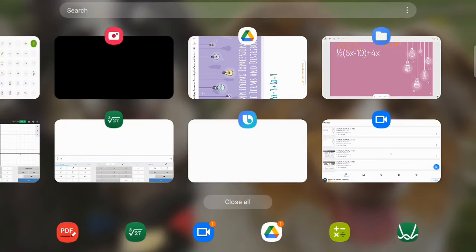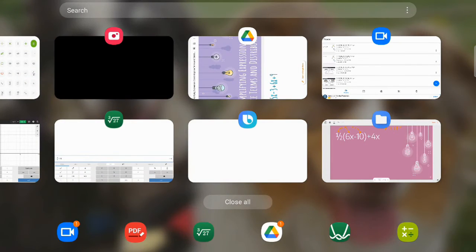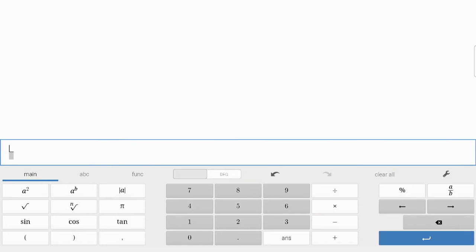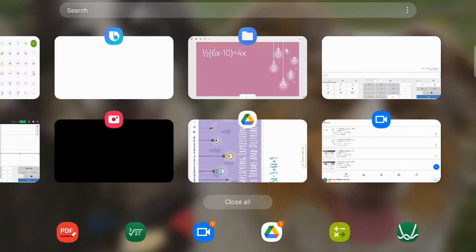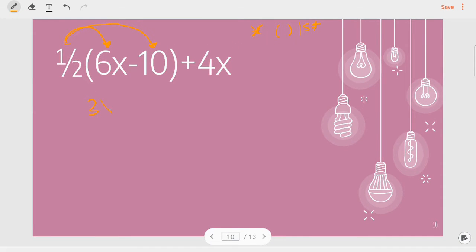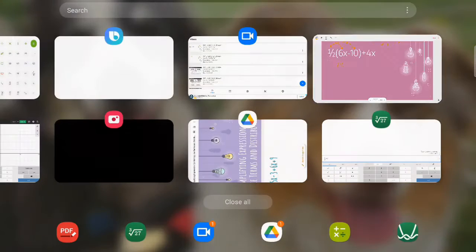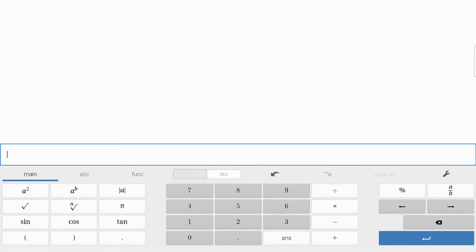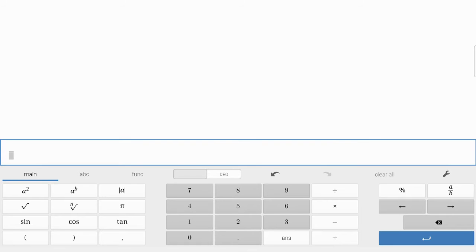So I'm going to use my calculator. 1/2 times 6 gives me an answer of 3. So here we go back to our problem. That gives me 3x minus, what is 1/2 times -10? 1/2 times -10 is -5.